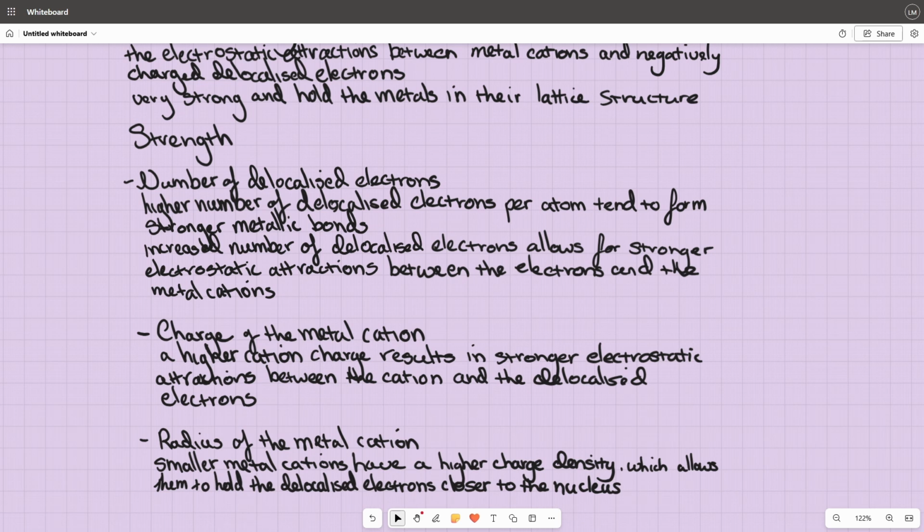And the final one is the radius of the metal cation. Smaller metal cations have a higher charge density, which allows them to hold delocalized electrons closer to the nucleus. That's because they're smaller, and that means the electrons are in general closer to the nucleus, and that attraction is less shielded, less blocked, and can be pulled in more.